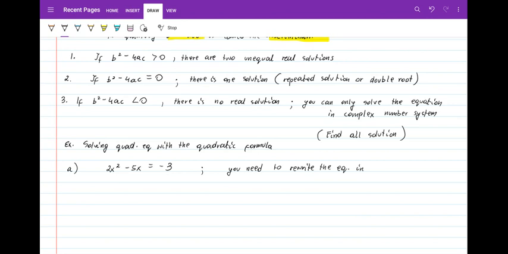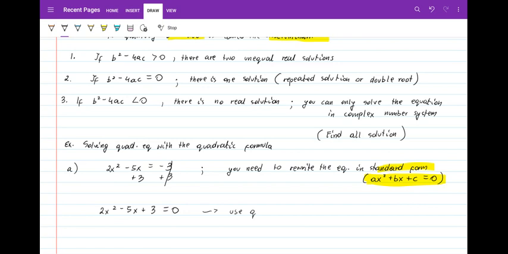The equation in standard form means ax squared plus bx plus c equals 0. So we're moving everything to the left side of the equation and you only have a 0 on the right side. That's standard form. So in this case, I'm going to add 3 to both sides to get that 0 on the right side. So we have 2x squared minus 5x plus 3 equals 0. And now we're ready to use the quadratic formula.